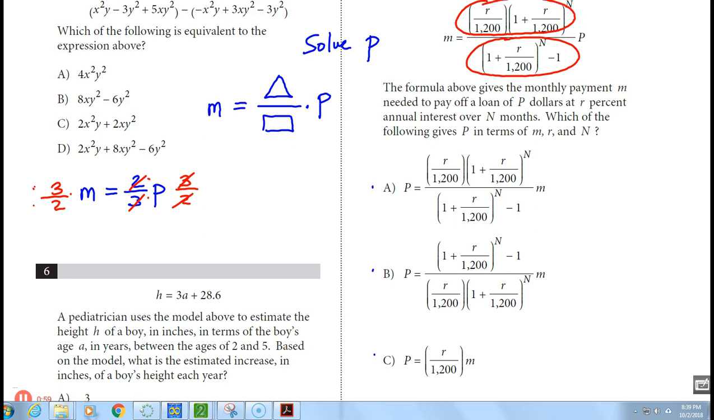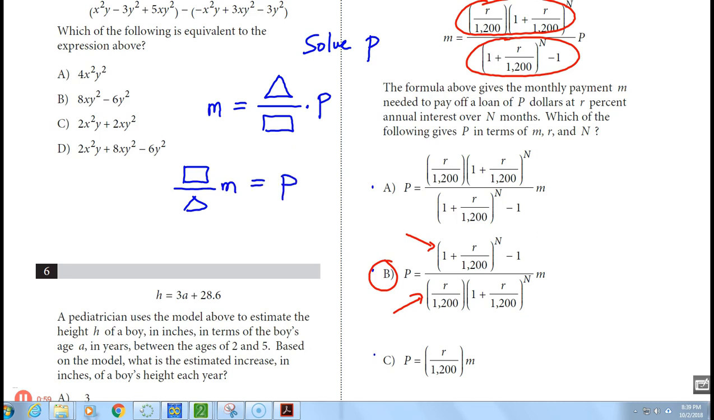And when I look through the choices, it looks like that one is choice B. You know, this right here was the bottom of the original. This right here is the top. So if you do it in symbols, basically to solve for P, you would multiply the left side by rectangle over triangle times M. And this side, you just have P left over. That's what will happen when you multiply by the reciprocal.